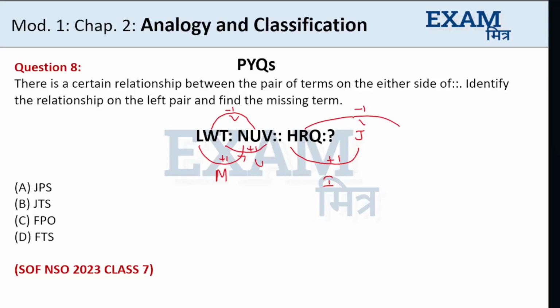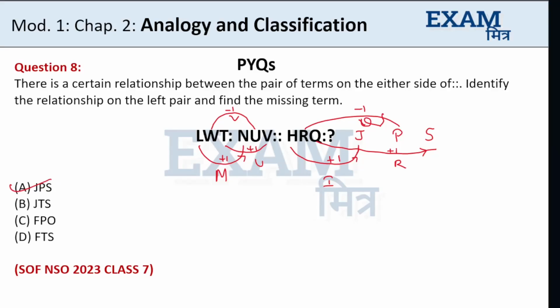And then there must be a backward skipping. Then R, S, P, Q, R. So it is P, Q, R. So this must be Q. Q must be skipped, and we will be getting a P. Then again for Q, we will have a forward skipping of +1 and Q, R, and then S. So our answer is JPS. I hope you are understanding to establish the relationship between the pairs.